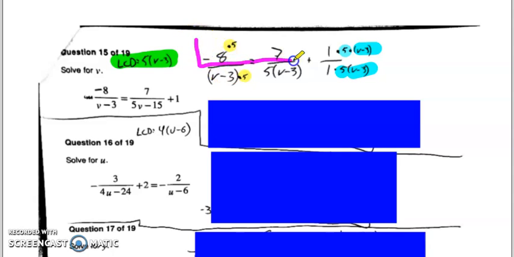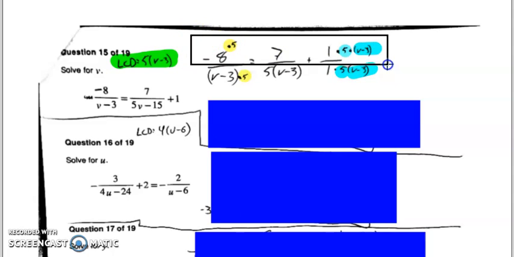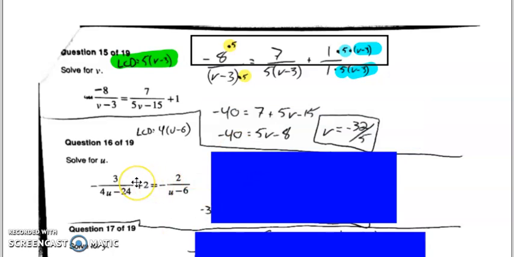Once we have everything all over the same denominator, oh, that's gross, I'm sorry. Let's see if I can clean that up. We're going to solve the equation that is created by the numerators. So that'd be negative 40 equals 7 plus 5v minus 15. So that's the equation that we're going to solve. Again, as soon as you get to this part, it's just algebra 1.